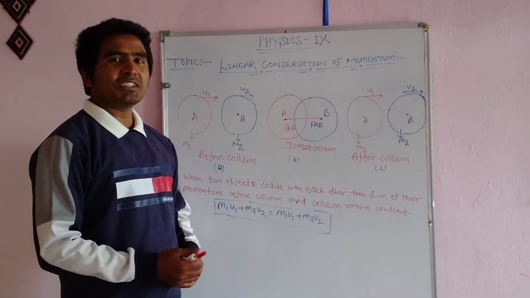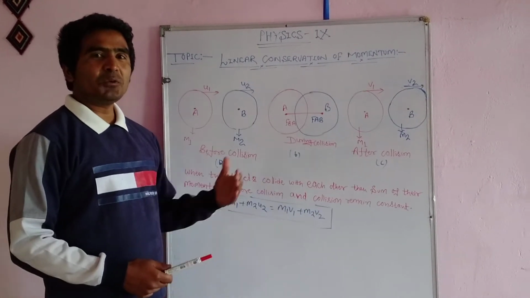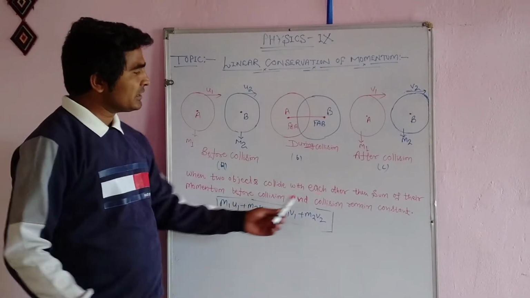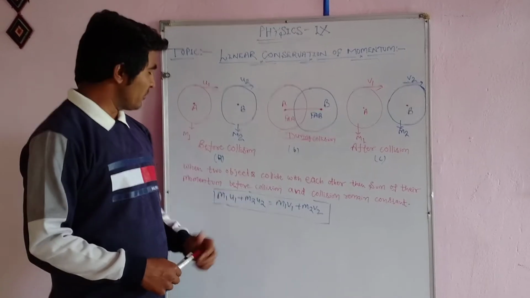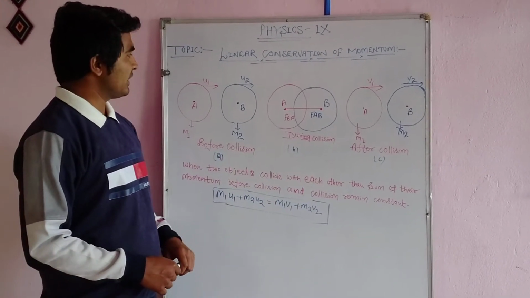In the case of linear conservation of momentum, dear student, it means that when any two objects collide with each other, then the sum of their momentum before collision and after collision remains constant.